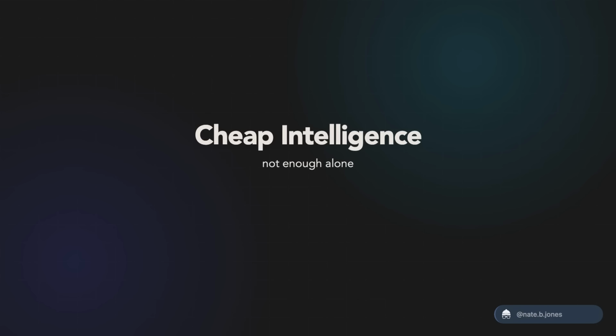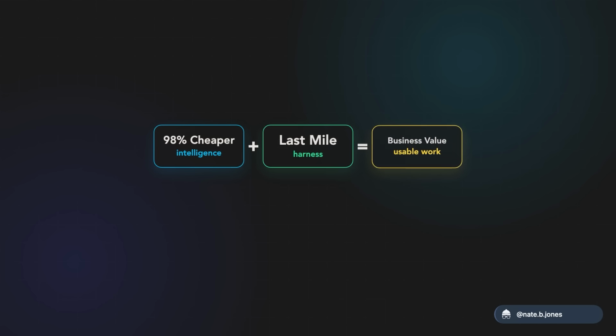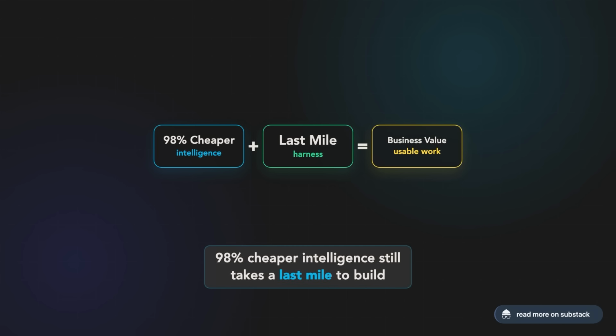We're going to find out whether companies can adjust to the fact that intelligence is 98% cheaper and takes a last mile to build. Can they actually build that last mile? Can they find teams to build that last mile? If you are in an agency or in a consulting space, this is a golden goose moment. Like, you have a chance here.